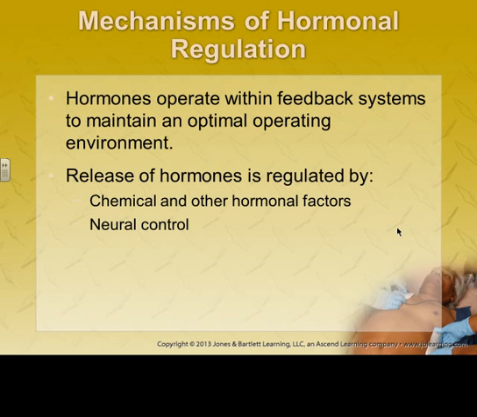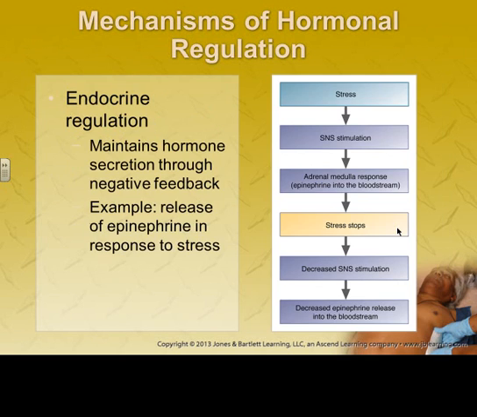We talked about the feedback systems, and we're going to talk about it a little bit more. A couple of primary ways that the release of hormones is regulated. It's going to be chemical and some other hormonal factors, or neural control. What would be an example of neural control to release hormones? Yeah, think about the sympathetic nervous system. The sympathetic nervous system is activated, then you have the release of what? Epinephrine and norepinephrine.